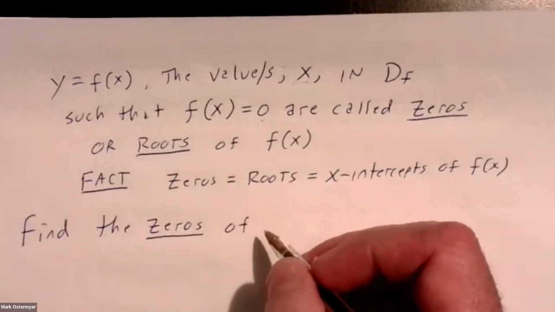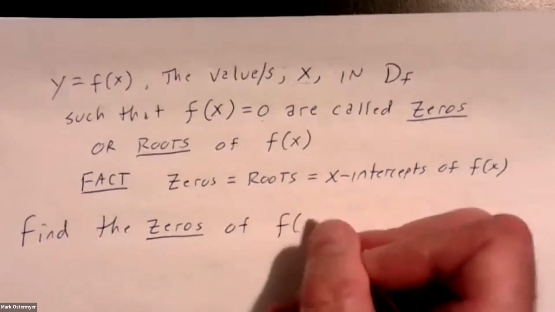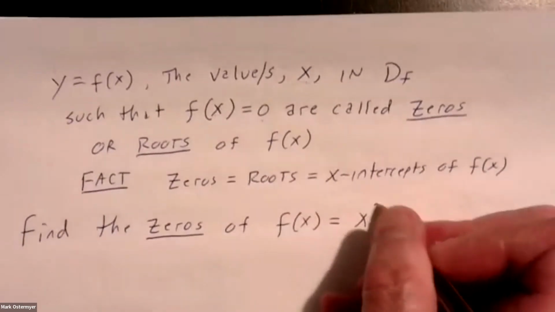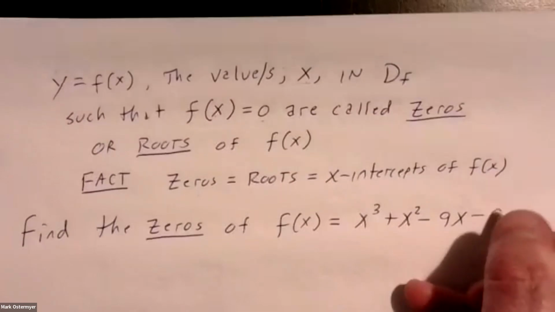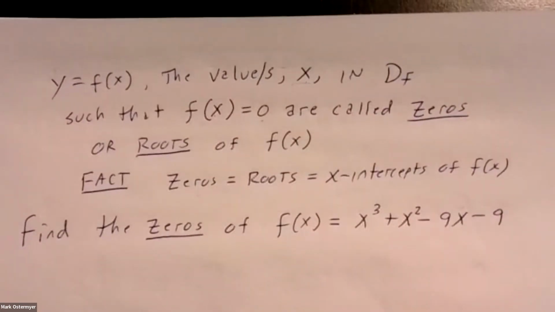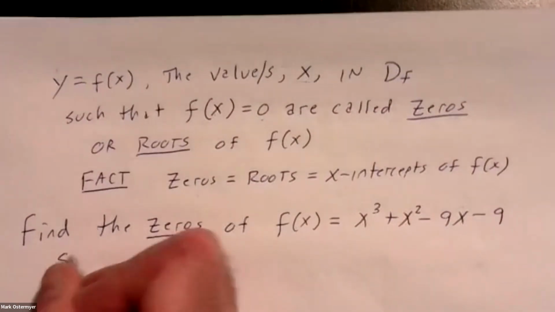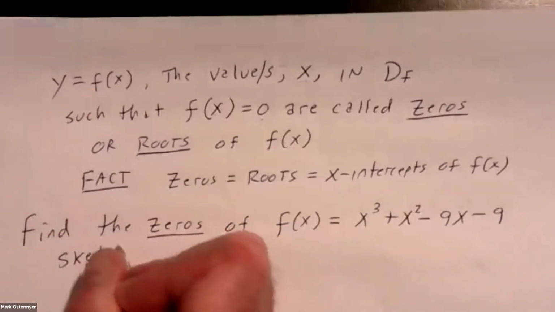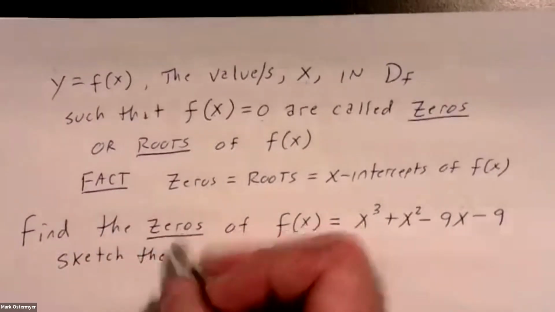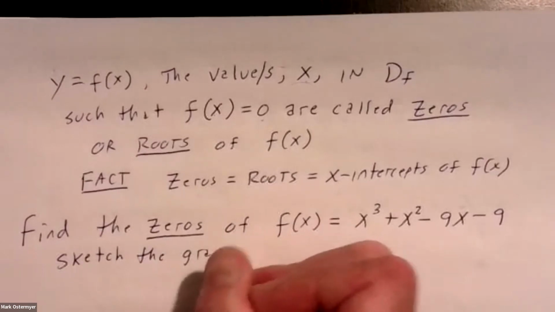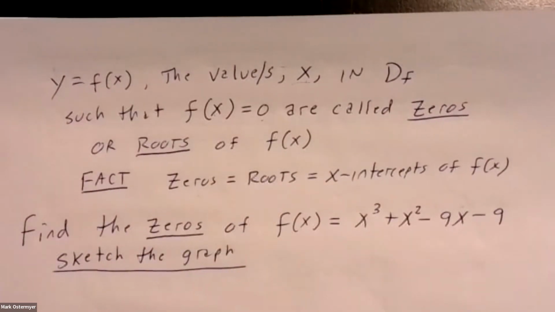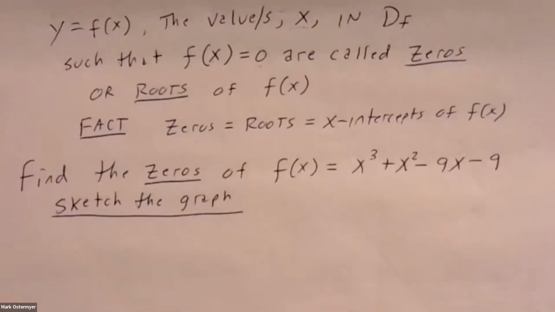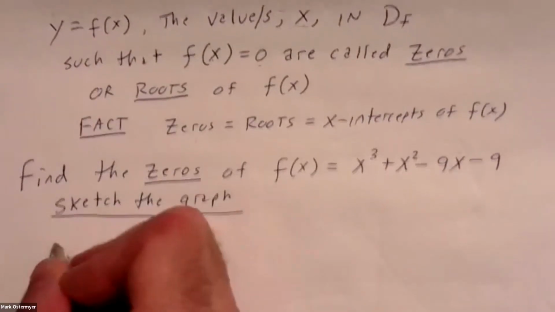So suppose you want to find all the zeros of this third degree polynomial function, f of x equals x cubed plus x squared minus 9x minus 9. And suppose that we then want to maybe sketch the graph. Okay, so we're going to try to do a couple things with this third degree polynomial here. All right, so how do we find the zeros?